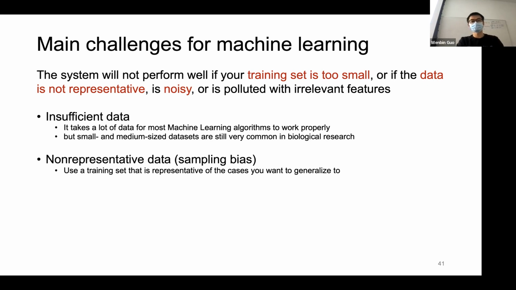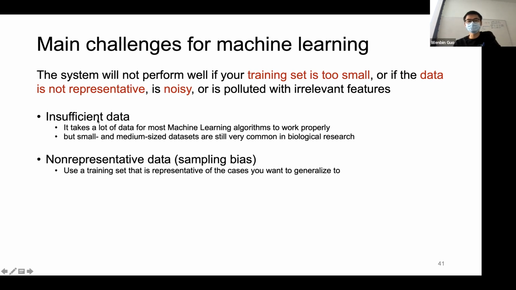As I said, especially in the biology-related field, samples are expensive, right? You do sequencing for one sample, and you probably end up with 10 samples or something. And if you want to use more advanced algorithms like deep learning, you will probably need a lot of training data. And if the data is not representative, that means the data has some bias, or it's noisy, or it has irrelevant features, in this case the model probably will not perform well.